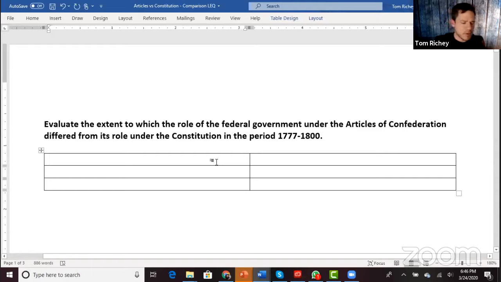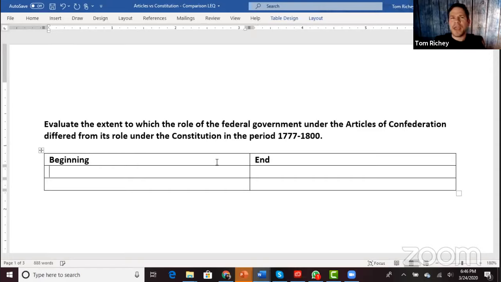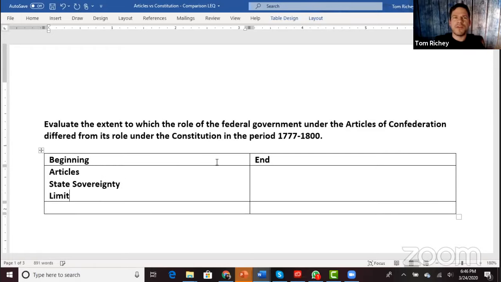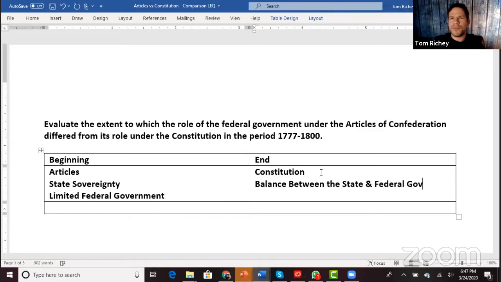So if we think about the beginning, under the Articles, and the end, we're starting with state sovereignty and a limited federal government, right? Then we look at the end: we've got the Constitution, and we see a balance between the state and federal governments, and a stronger central government.